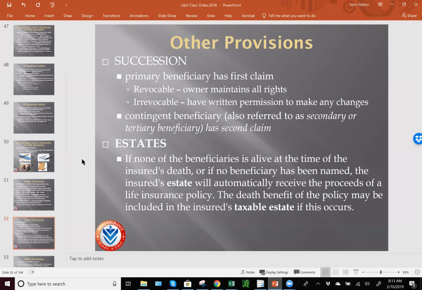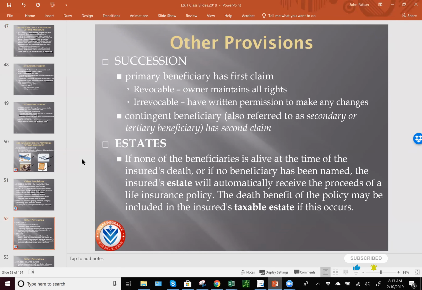As far as your beneficiary designations, the primary beneficiary would be first in line for a death benefit. The way they could be set up is either revocable, which means the owner maintains all rights and can make changes without their permission, or irrevocable, where changes can only be made with the written permission of the beneficiary, which means the owner had given up some rights in the policy.